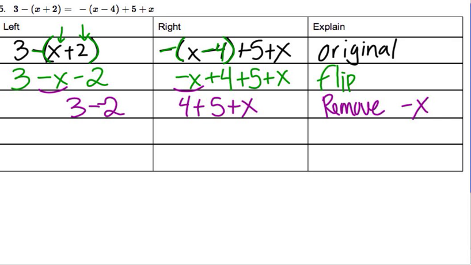Do you see next how you can simplify? On the left, it's 3 minus 2. Well, that just equals 1. On the right, 4 plus 5, that equals 9 plus x. So here I just simplified.